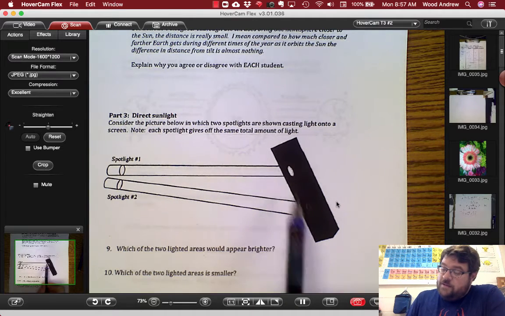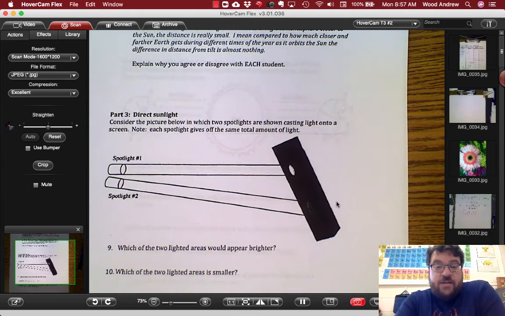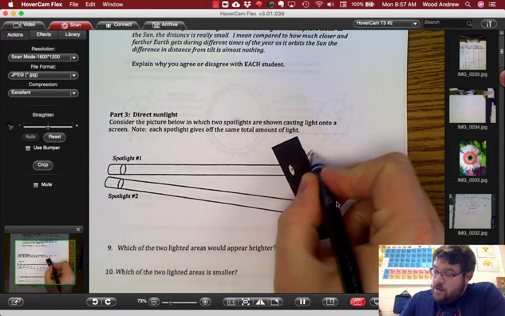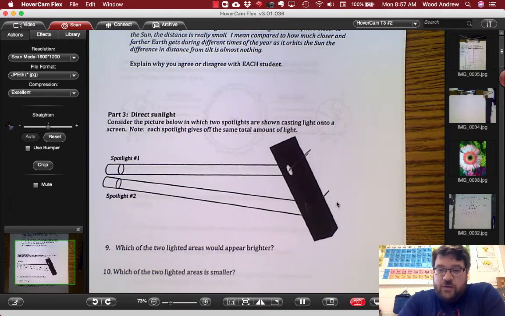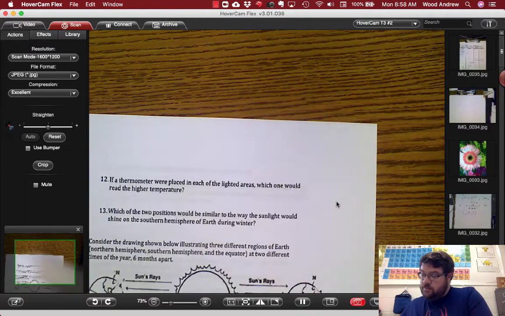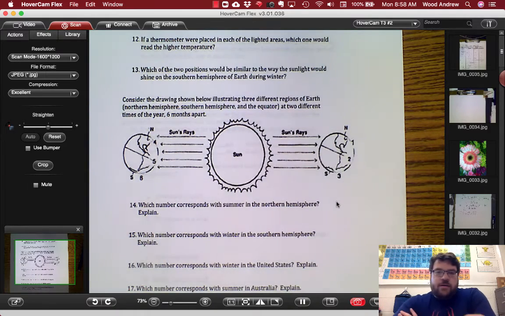Which of these two dots, spotlight 1 or spotlight 2, would you say is more concentrated? Obviously, spotlight 1, right? So if I took a thermometer and stuck it in spotlight 1 and spotlight 2, which one would get hotter? Spotlight 1, all right? Whenever the sunlight, or the light in general, is more concentrated, it's going to produce more energy per unit area, okay? So how does this relate to the sun? We'll take a look at this.